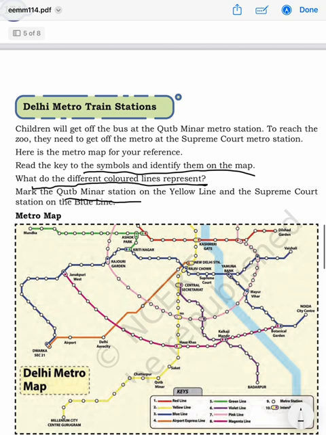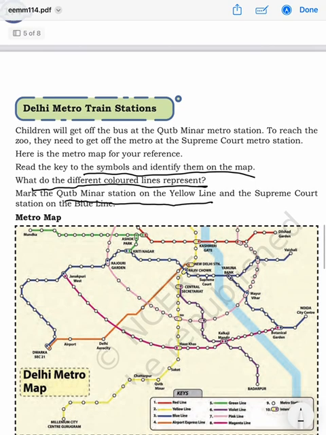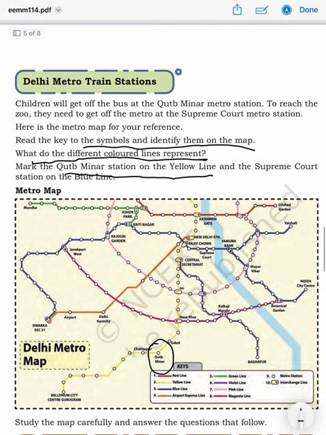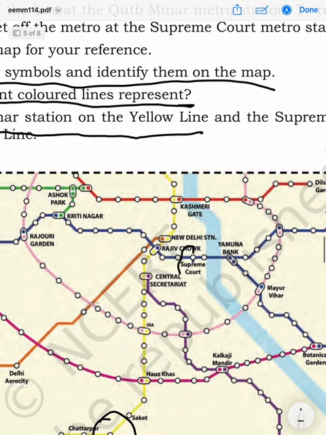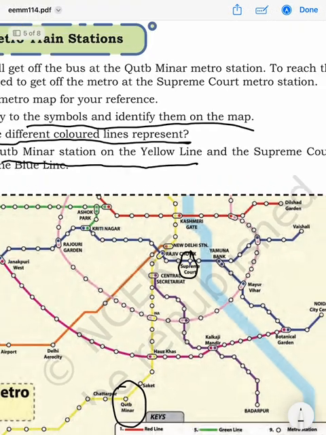Mark the Qutub Minar station on the yellow line. So this is the yellow line. Here is the Qutub Minar station. And after that, mark the Supreme Court station on the blue line. So where is Supreme Court? Can you find it? Yeah, here it is. This is the Supreme Court station.